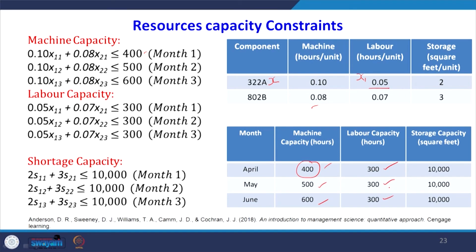Now, we will go for writing the constraint for storage. Product A occupies 2 square feet. So, 2 S11, because this is our inventory variable that will be stored, plus 3 S21, that should not exceed 10,000 in the month of April. Similarly, that should not exceed 10,000 for the month of May, then 10,000 for the month of June.